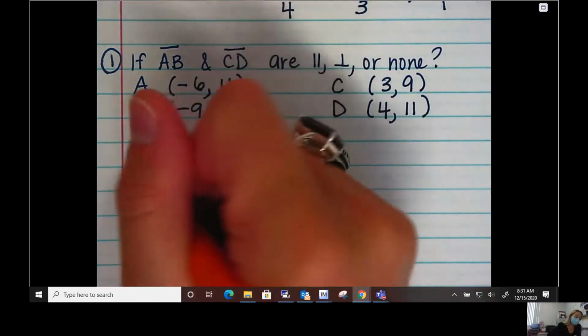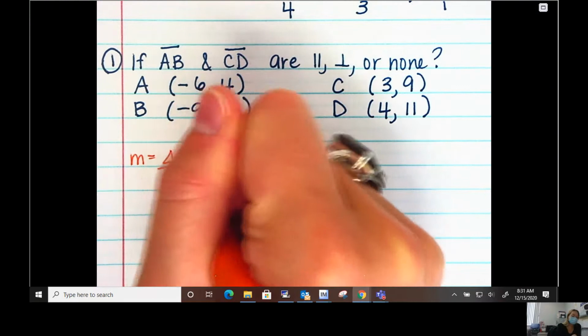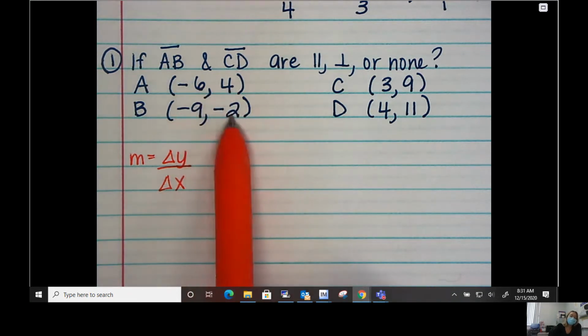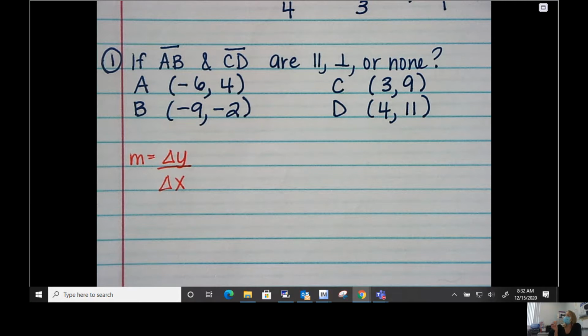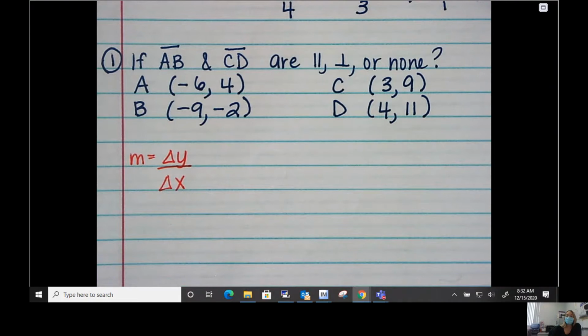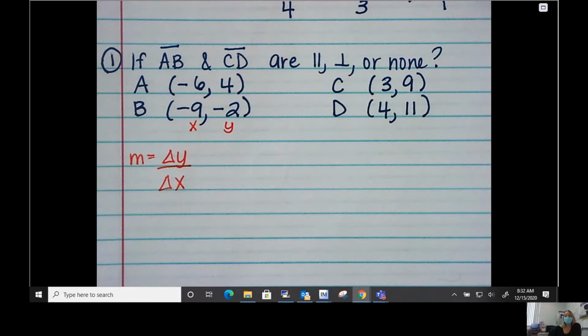So we write it like this. Change of y, change of x. A triangle means the change. How does it change? Does it get bigger? Does it get smaller? Does it become positive or negative? Okay, so in these coordinates, you're given coordinates like on a graph. Which one comes first, the x coordinates or the y coordinates? X coordinates come first, y coordinates come second.